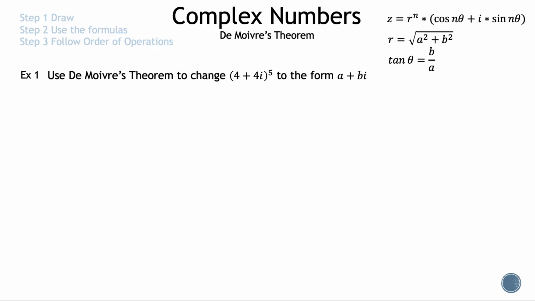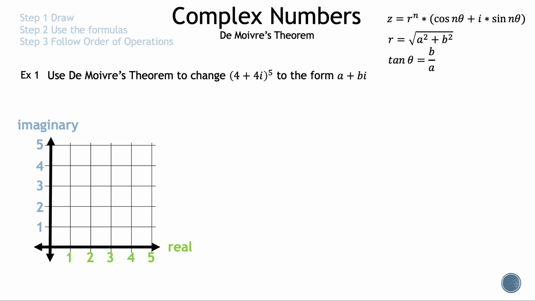Now let's get started with the question. Now we're going to draw a coordinate grid with the real and imaginary axis. a is equal to 4, so let's go 4 in the positive real direction. And b is also equal to 4, so let's go 4 in the positive imaginary direction. Now we know where 4 plus 4i is. We need to find the modulus and the argument.